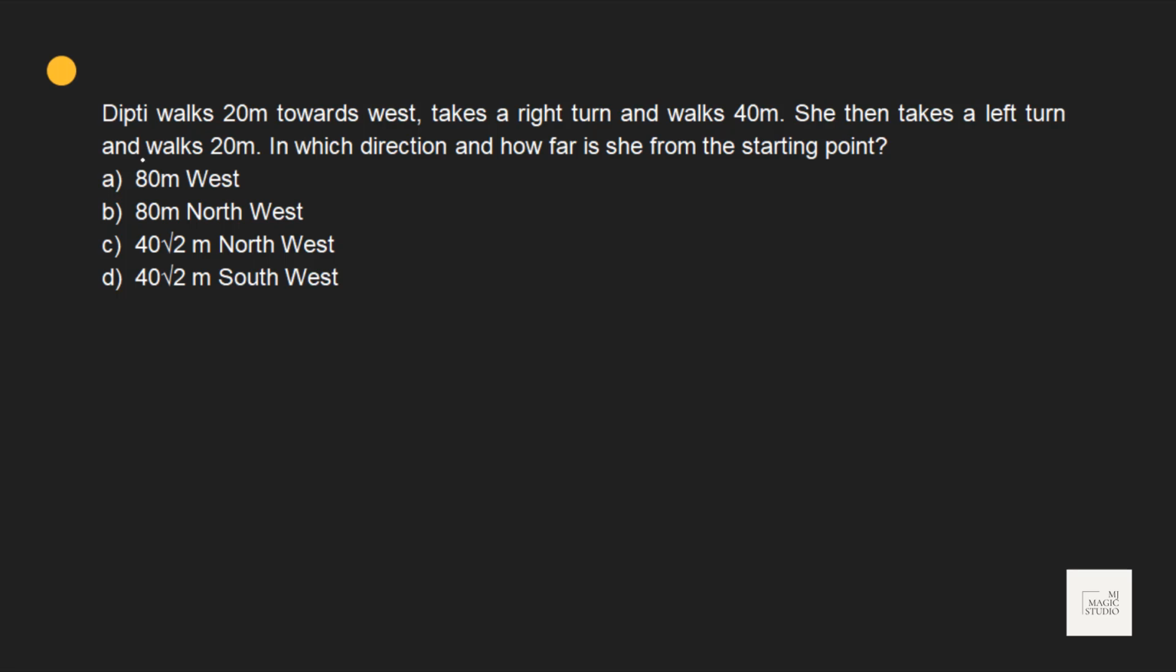Okay, now we have Deepti walking. Deepti walks 20 meters towards west. West 20 meters. Takes a right turn, that means heading towards north, 40. All these lengths are not to scale, don't mind. She then takes a left turn again and walks 20. Left, walks 20. Now in which direction and how far is she from the starting point?